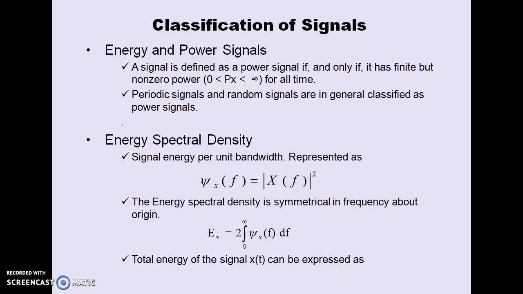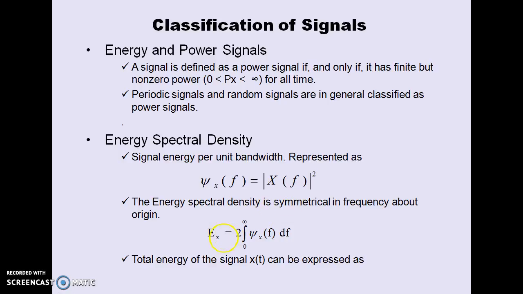There are two very important terms that we can identify for signals to study them, that is energy spectral density and power spectral density. The signal energy per unit bandwidth is called the energy spectral density and can be represented by this formula, psi_x(f) is equal to |X(f)| squared. The energy spectral density is in general symmetric in frequency, but may not be in some special cases.